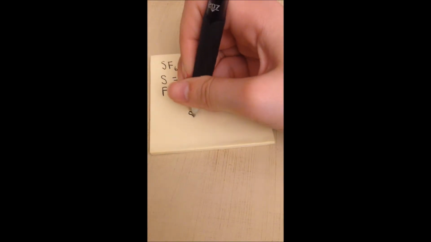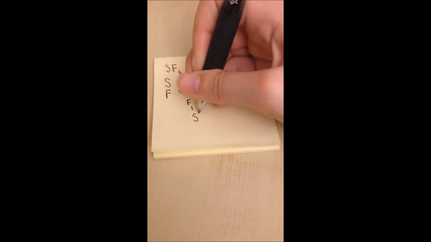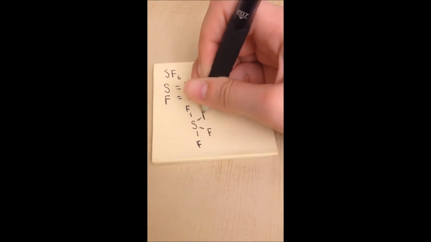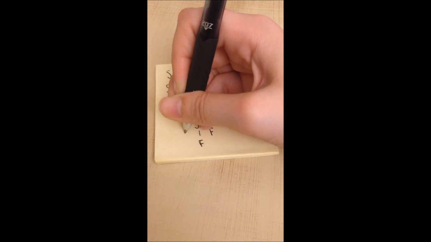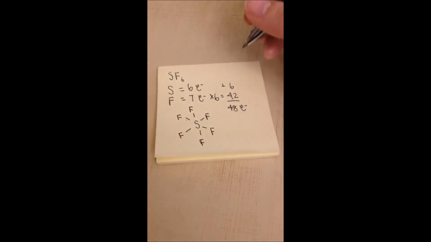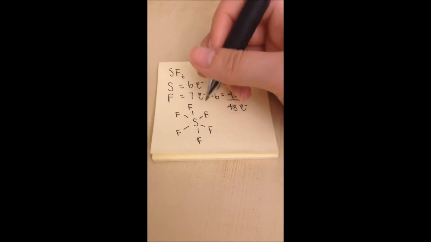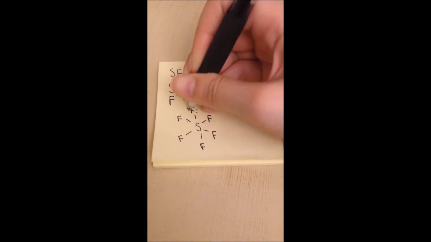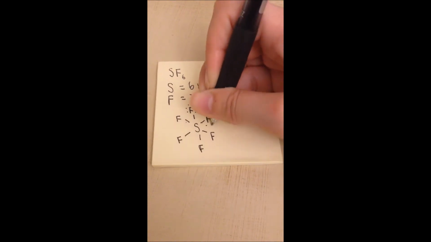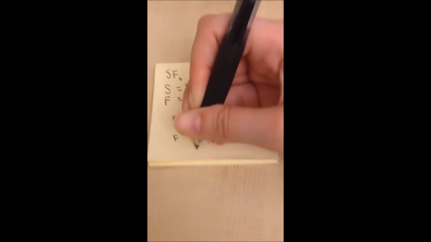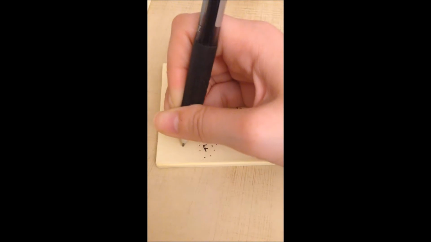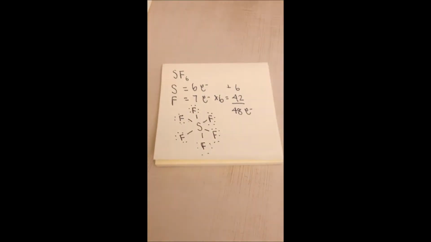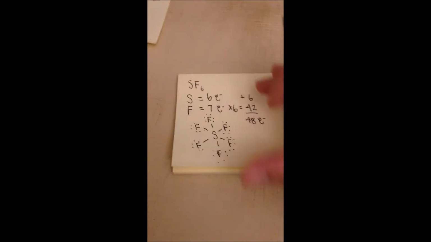When drawing the Lewis structure, the S will go in the middle and we will have 6 fluorides around the S. With the 48 electrons, including the bonds in the middle, you can put 3 groups of electrons around every single fluoride. And that's the finished Lewis structure for sulfur hexafluoride.